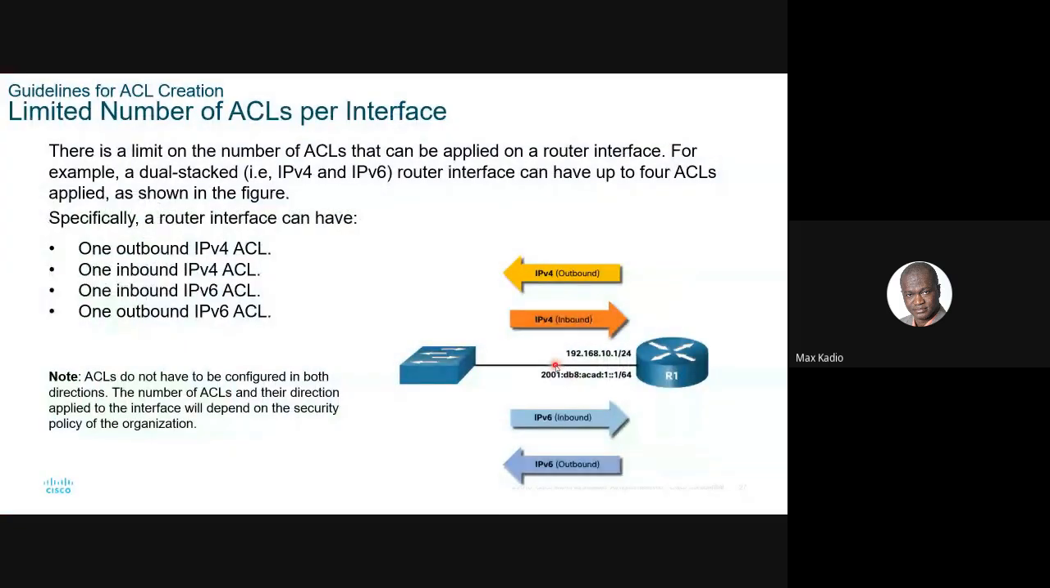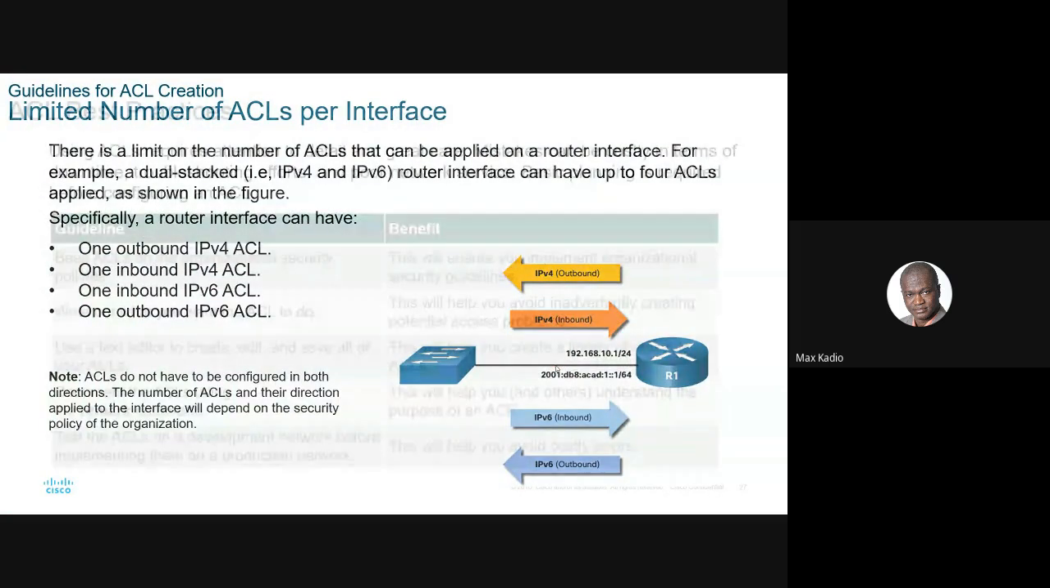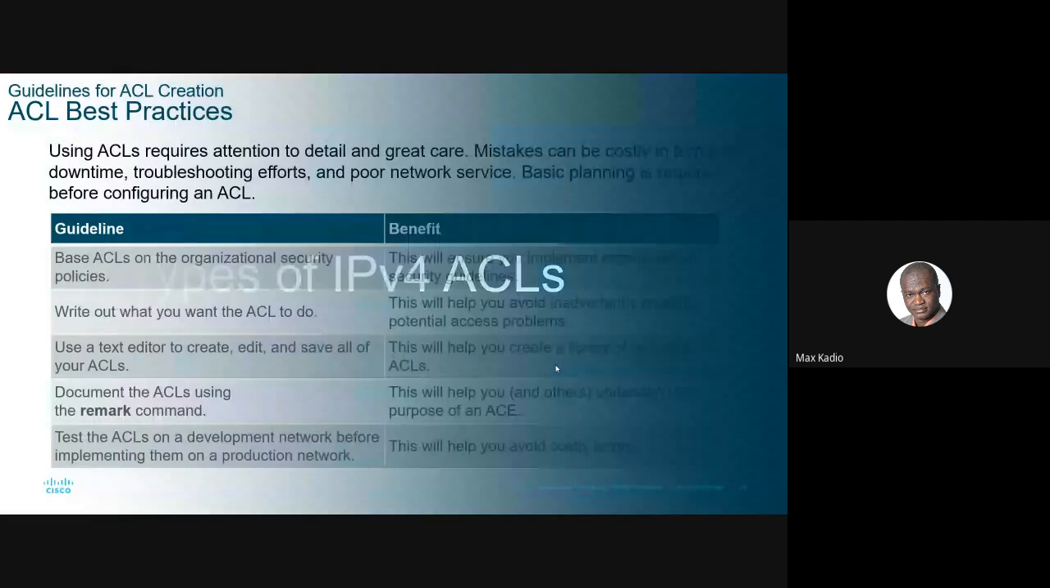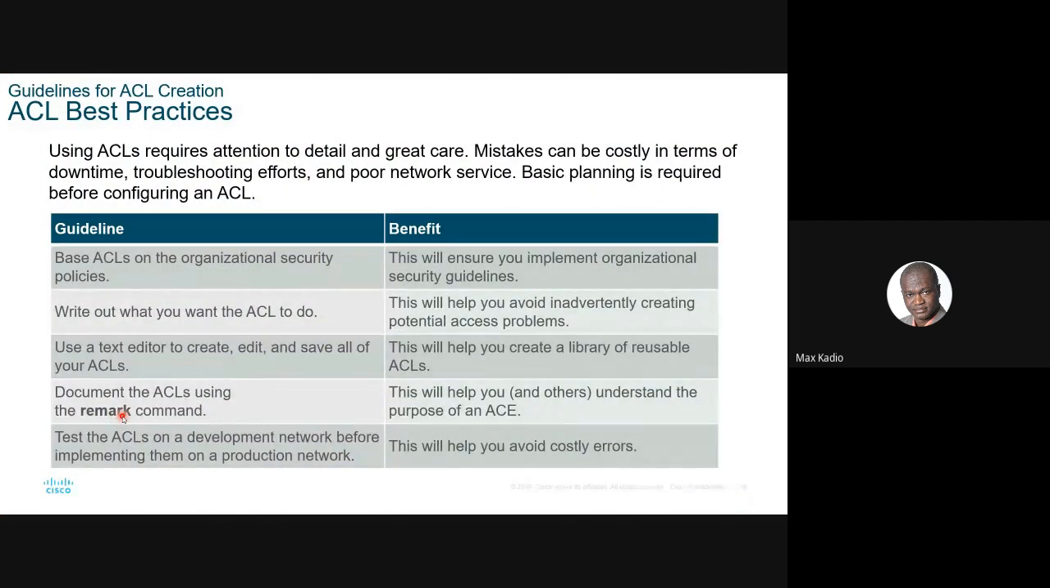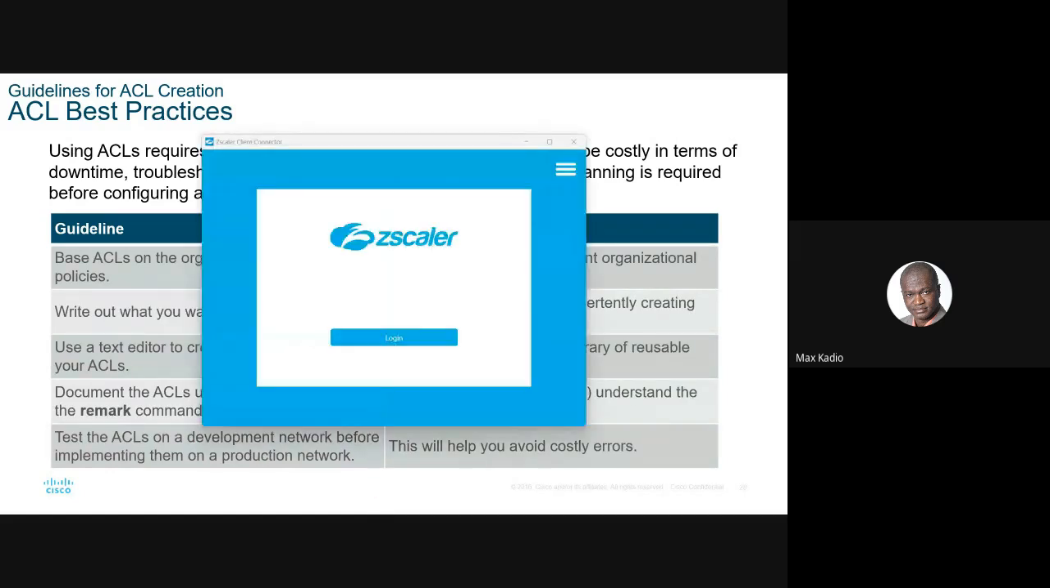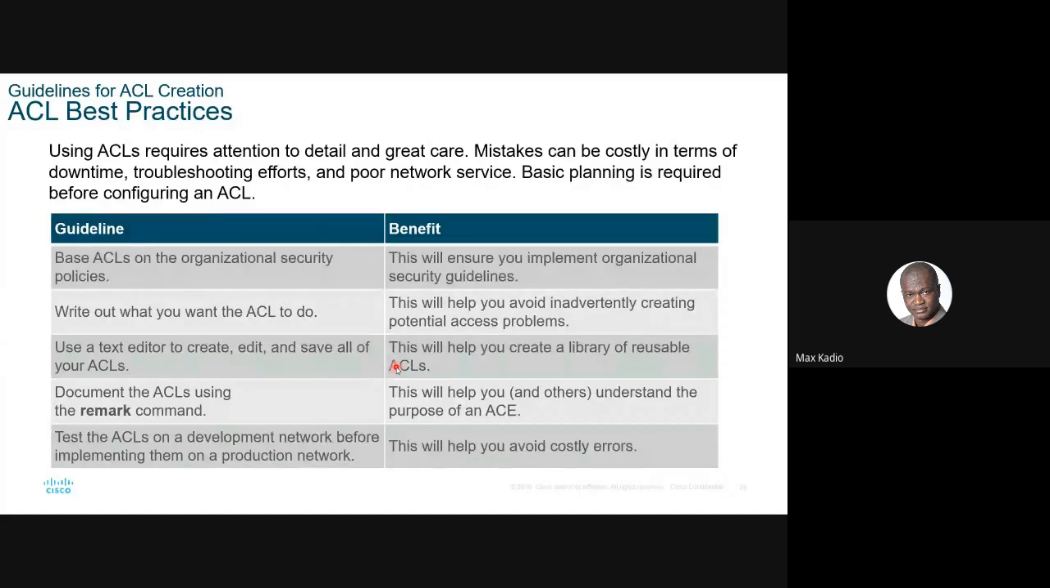So here are some guidelines, you can check that. Best practices: you must always use the remark to describe. Also put it on a notepad, it's easier to change and to paste there. Test the access control list on Packet Tracer or a simulator before you go live. This will help you to avoid costly errors. You can mess up the entire network, or you can allow people to view HR, employee IDs, salaries, and so on. So be very, very careful.